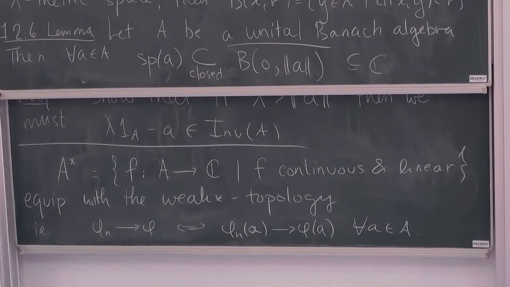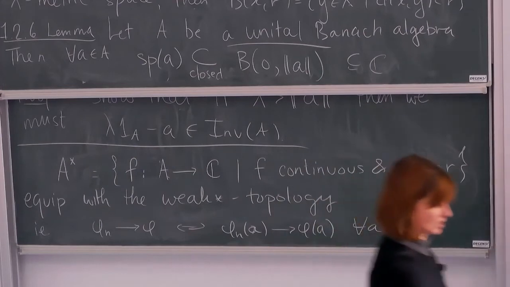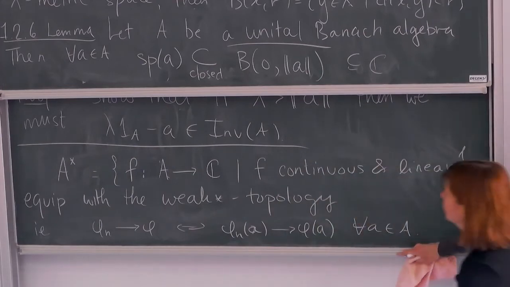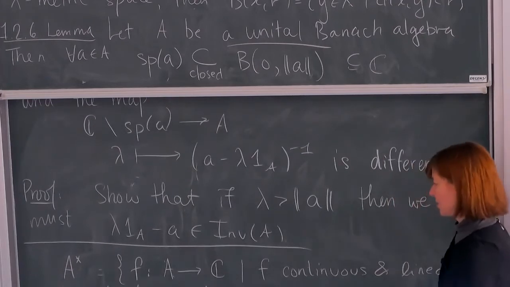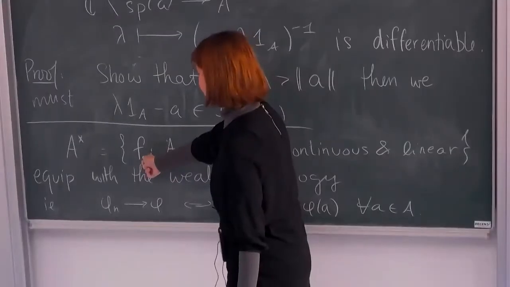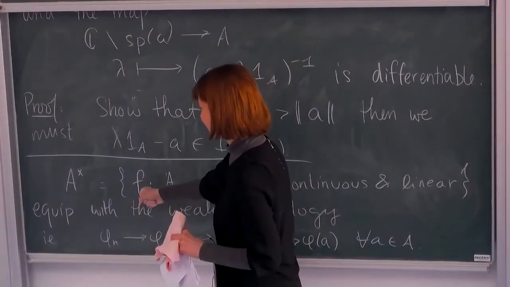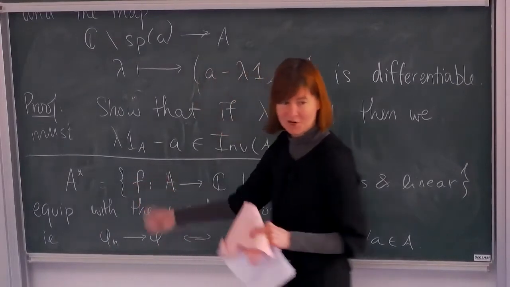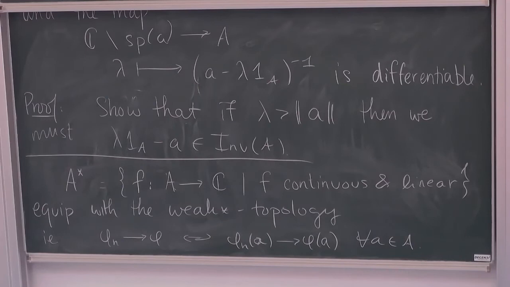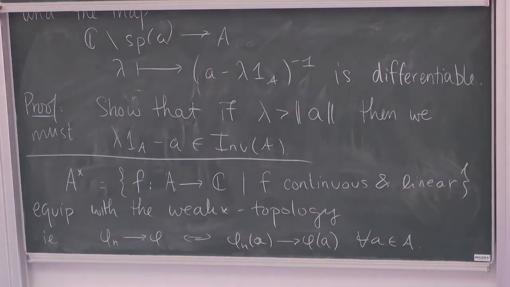Okay, and one thing that we'll need to know is that A star separates points of A. So if we show that we have two elements A and B, and they're different on all elements of A star, then A is not equal to B. And conversely, if they're the same, then A is equal to B. So that will come in handy in our proof of the following theorem.